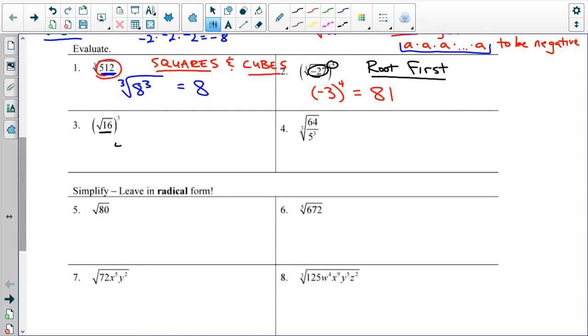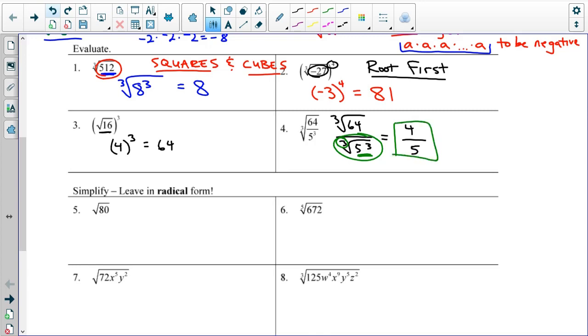The square root of 16 is 4. 4 cubed is 64. Now in this problem, the cubed root of 64 over the cubed root of 5 cubed. I could end up simplifying this at the beginning, but that would actually make the problem harder, because I know that the cubed root of 64 is 4, because 4 times 4 times 4 is 64. And the cubed root of 5 cubed is going to be 5. That's something to keep in mind. Anytime you have something in exponential form on the inside, and it's the same power on the outside, you don't really have to do a whole lot of work. The cube root of 5 cubed is going to be 5. So the answer there is 4/5.